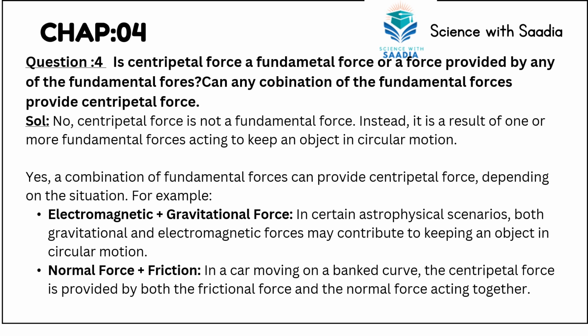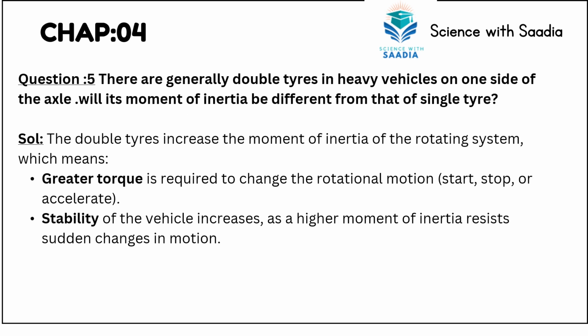The second is normal force plus friction. In a car moving on a banked curve, we have considered this example before. In the banked curve, the centripetal force is provided by both the frictional force and the normal force acting together on that body.